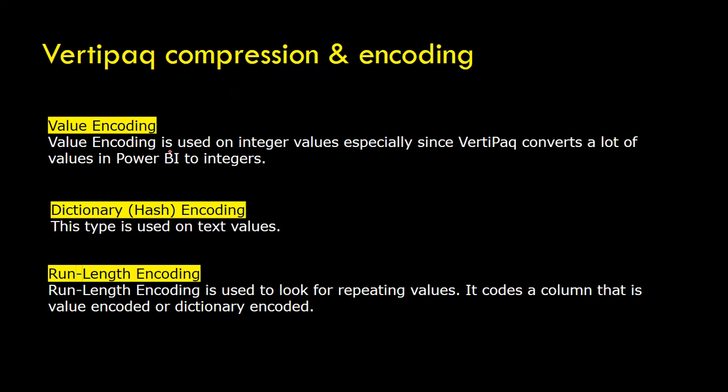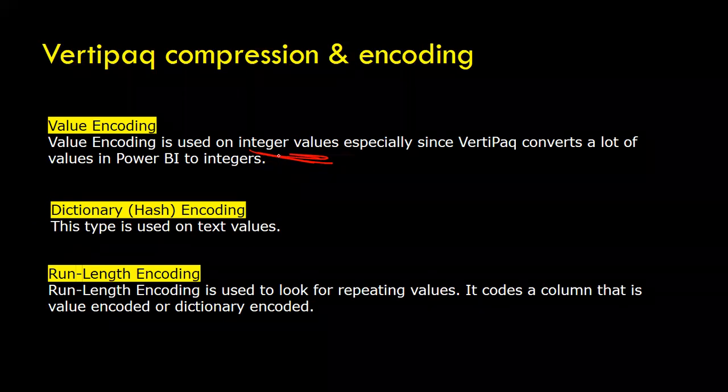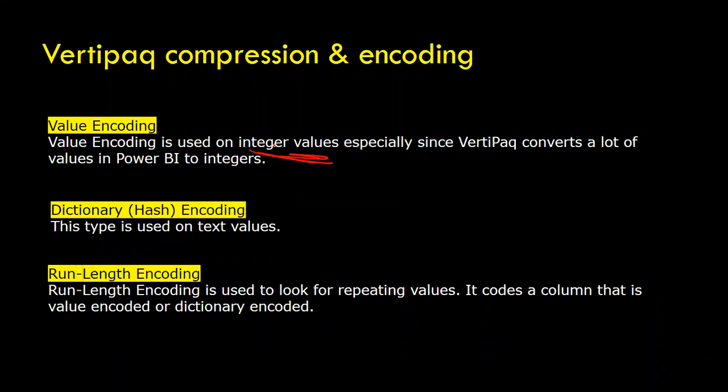So what is value encoding? It is used on integer data types. For example, you have quantity or some other columns, which are numeric, integer data types. Value encoding is done on those. Dictionary encoding is done for text data types. And run length encoding is used for repeating values. It encodes a column that is value encoded or dictionary encoded. In the case of run length, it is kind of a hybrid of value encoded or dictionary encoded.